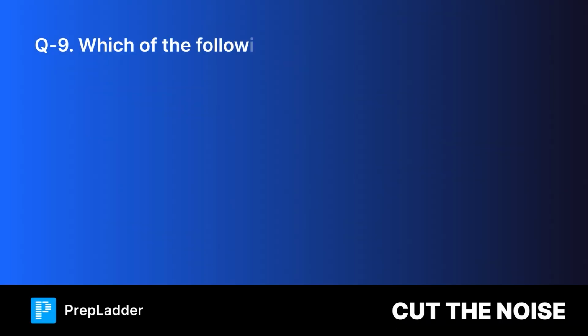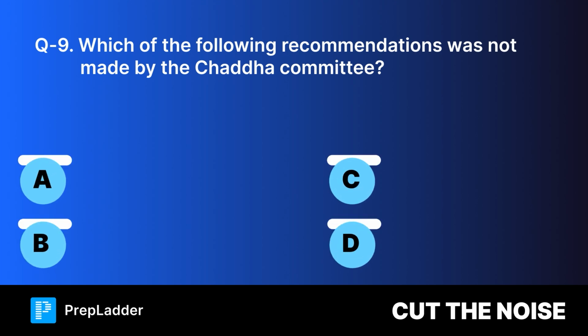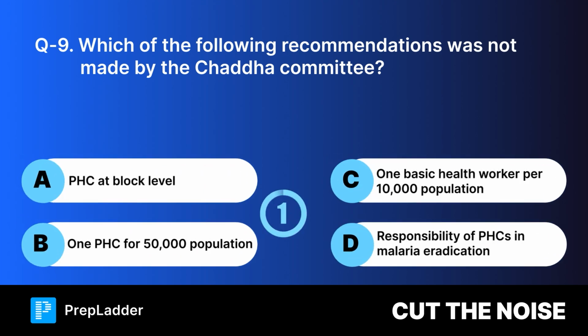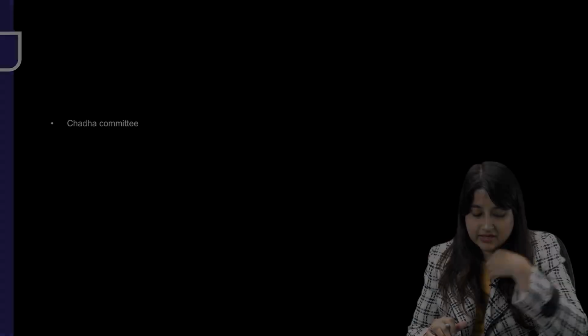Question 9. Which of the following recommendations was not made by the Chadha committee? Your options are, and the correct answer is 1 PHC for 50,000 population. Here's the explanation. Chadha committee gave two important things.